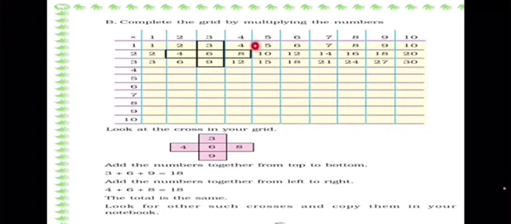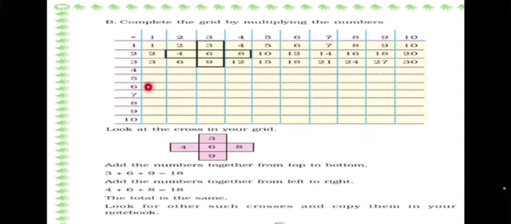Complete the grid by multiplying the numbers. Now here you can see 1 one is 1, 1 two is 2, 1 three is 3, 1 four is 4. So this is how there is a grid over here and you can do your multiplications easily. 3 ones are 3. So over here 4 ones are 4. 4 twos are 8, 4 threes are 12, 4 fours are 16, 4 fives are 20, 4 sixes are 24, 4 sevens are 28, 4 eights are 32, 4 nines are 36 and 4 tens are 40.